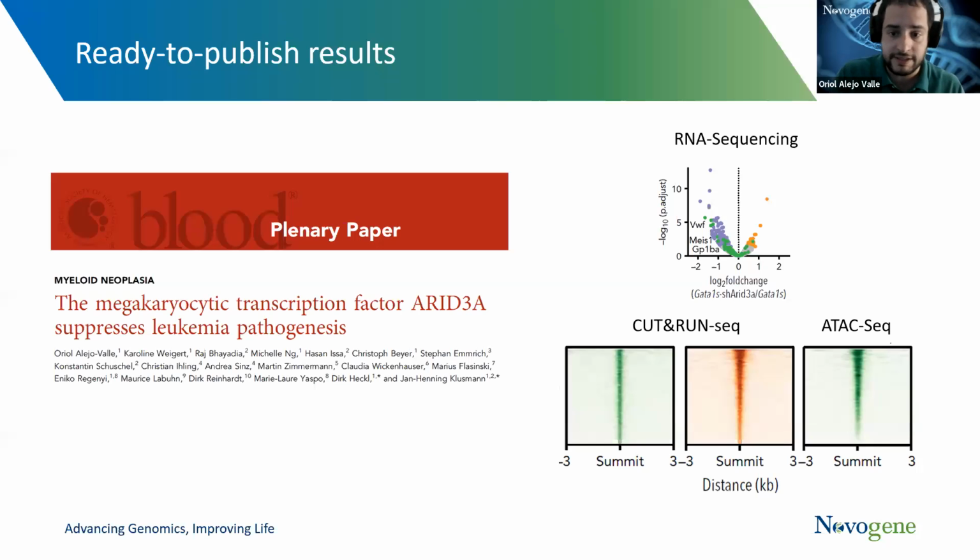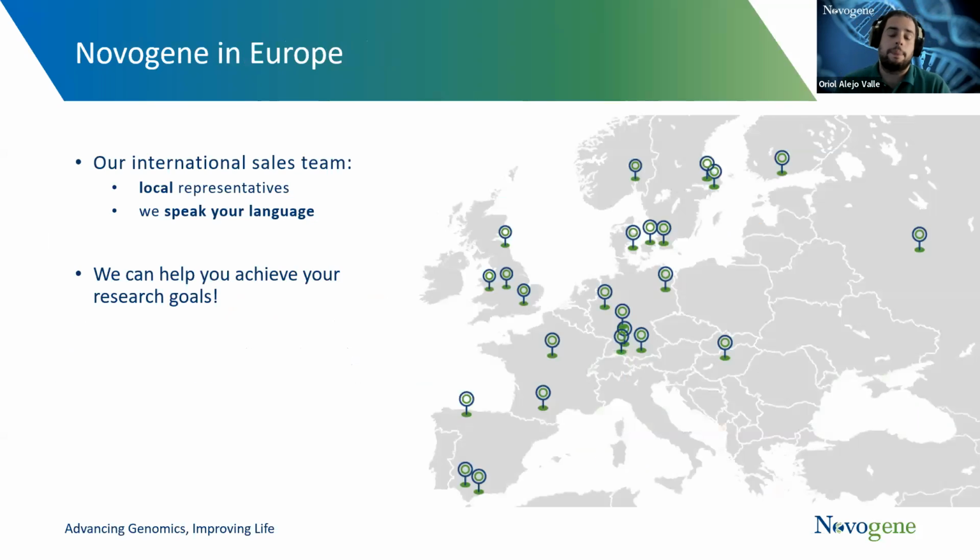As proof of what I just said, I would like to show you my own publication, where we took advantage of Novogene's RNA sequencing and pre-made library sequencing services, which together with their bioinformatic pipelines provided us with, importantly, ready to publish results. And that certainly helped us to speed up both the research and the publication of these results. So the Novogene community keeps on growing.